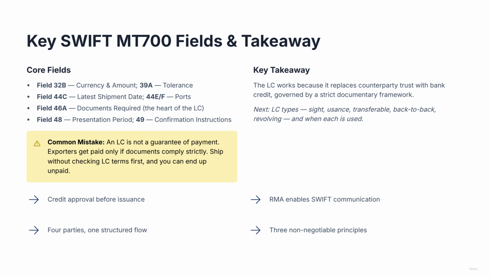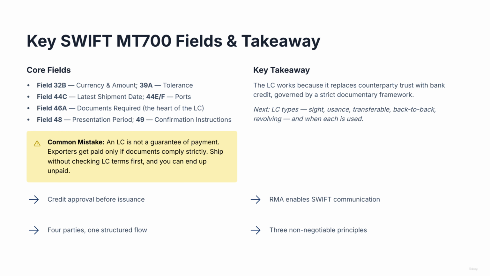transshipment are permitted. Field 44C gives the latest shipment date. Fields 44E and 44F give the ports of loading and discharge. Field 45A describes the goods. Field 46A lists the documents required. This is the heart of the LC, the specification that the beneficiary must meet precisely. Field 47A contains additional conditions. Field 48 sets the presentation period, and Field 49 gives the confirmation instructions, whether the advising bank may confirm, must confirm, or should advise without confirmation.